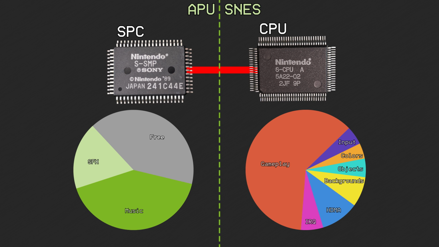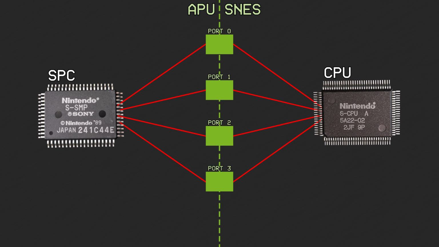Even though these two CPUs could run independently, they still had to communicate with one another somehow if you wanted any music or sound effects to react to certain events during gameplay. The SNES did this via 4 8-bit input-output registers that connect the CPU to the APU. On the CPU side, these 4 registers are accessed by writing to or reading from address hex 2140 through 2143. On the APU side, they are accessed by writing or reading addresses hex F4 through F7.